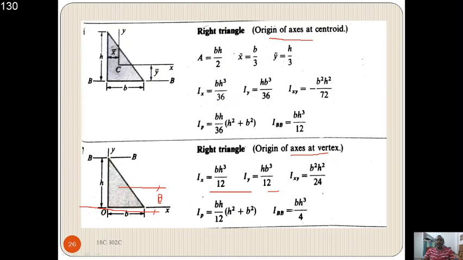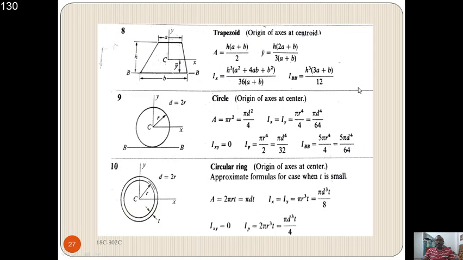The value increases. If you move away from the centroid, the moment of inertia will obviously increase. You can see at this point it is only BH cubed by 36, whereas at this point it is BH cubed by 12, that is the variation. So it is a higher value when compared to this value. This is the comparison of the origins if you take them.